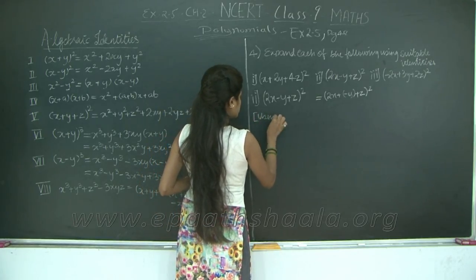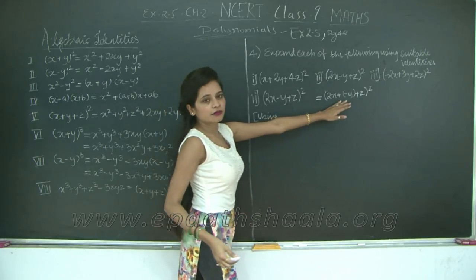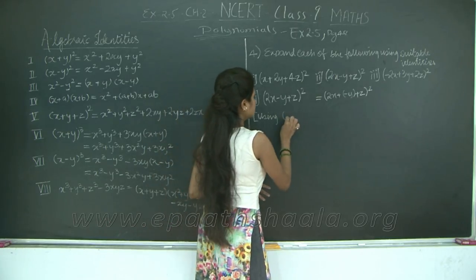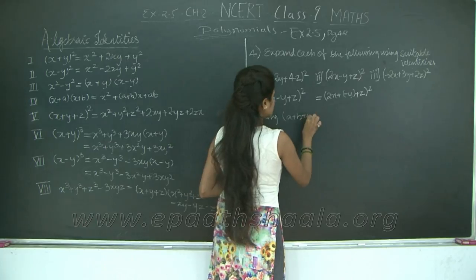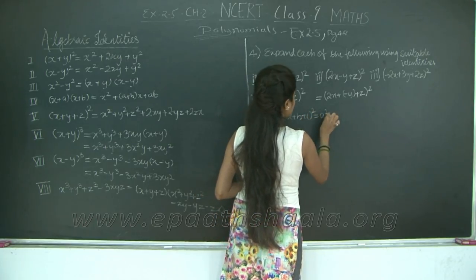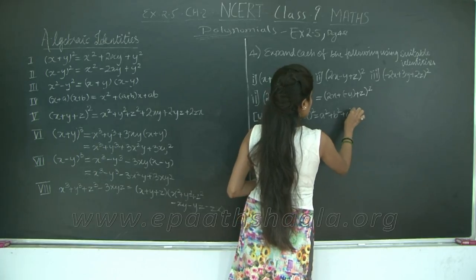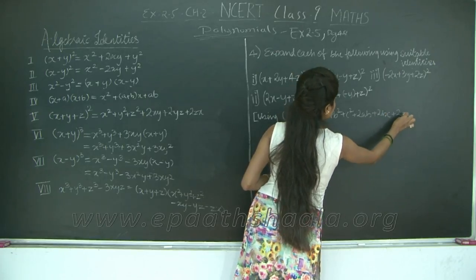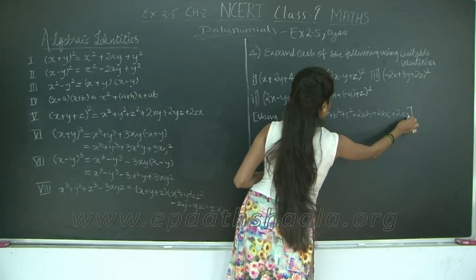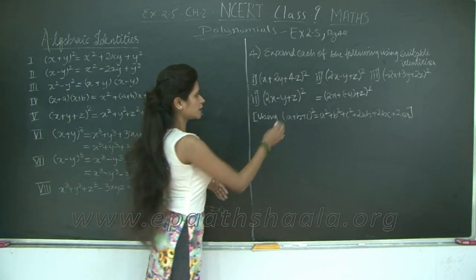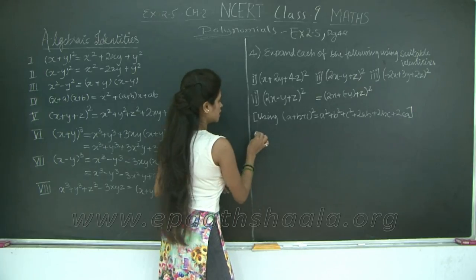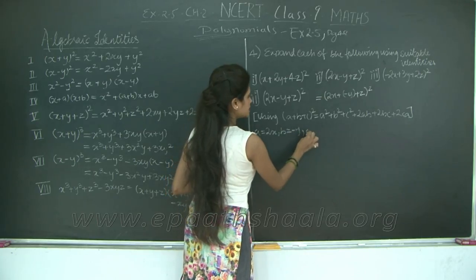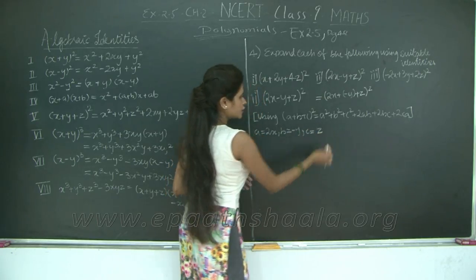So using, again we have our variables x, y, z over here, so I'm going to rewrite identity number 5 in the form of a, b and c. So a plus b plus c the whole square is equal to a square plus b square plus c square plus 2ab plus 2bc plus 2ca. So what do I get as my values of a, b and c over here, comparing with this expression? a is equal to 2x, b is equal to minus y and c is equal to z, right?